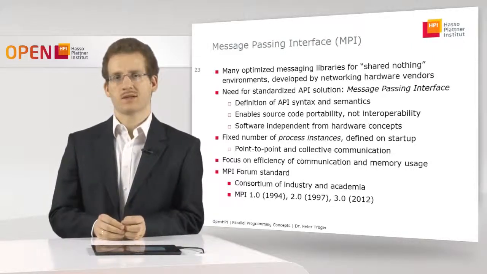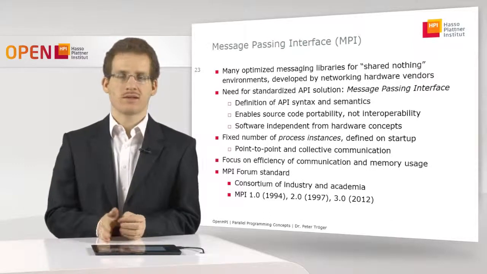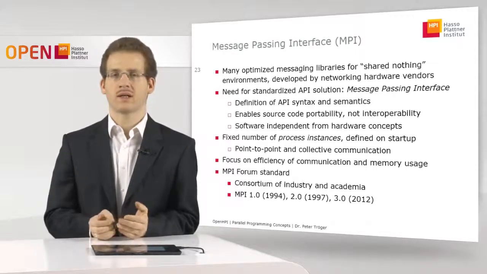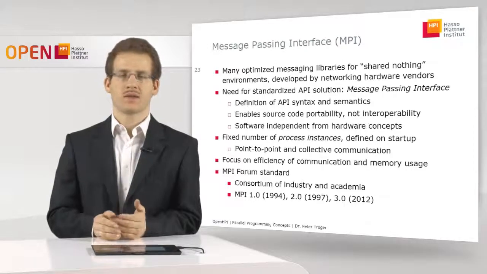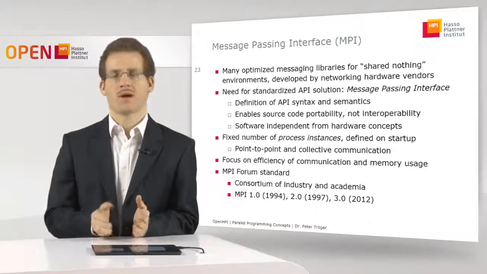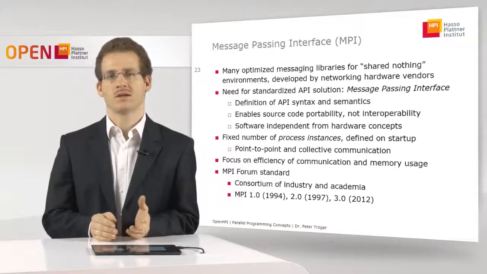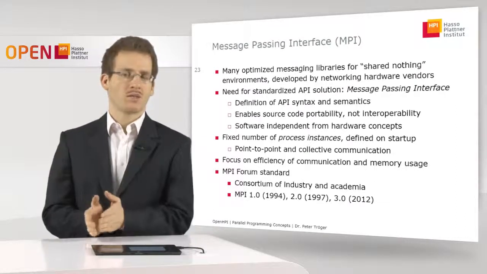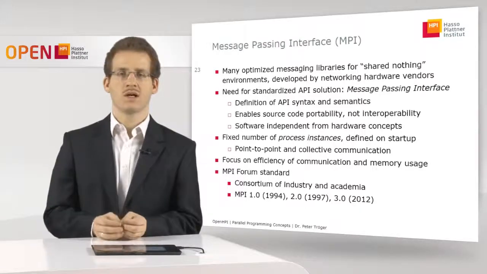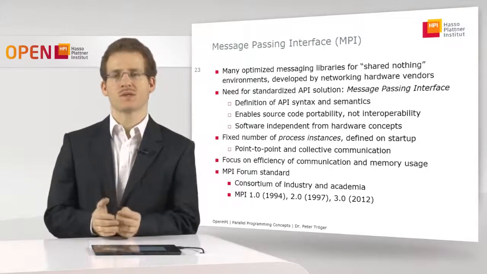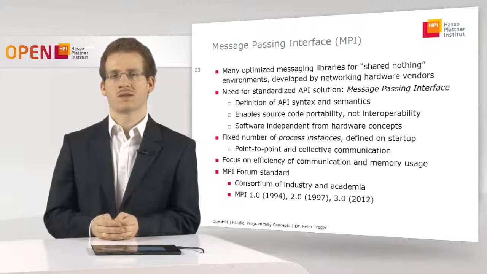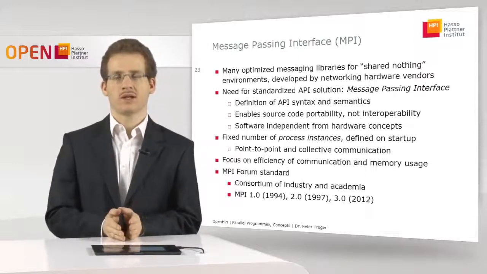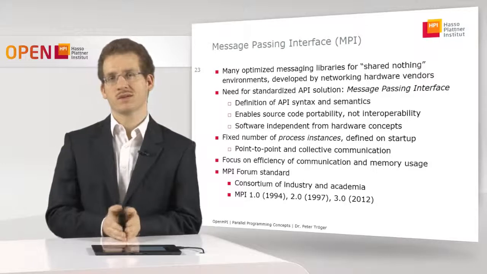The MPI approach is to have a fixed number of process instances, and they are defined on startup. So when you run your MPI application, you have to tell the system how many parallel instances you want to have. And then the cluster execution environment will take care of firing up all your different instances so that you can then use this level of parallelism in order to get some speedup in your application. MPI supports point-to-point communication between single nodes, but also collective communications, where a group of processes is doing a communication step all together. MPI is standardized by a consortium, as I said, the MPI Forum, and the latest version of the standard is from 2012, so this is still actively developed.